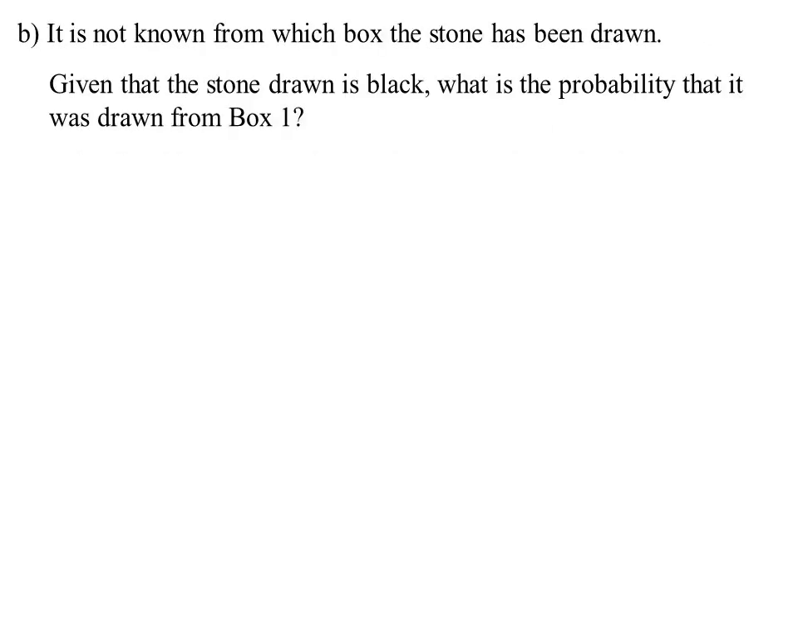But if it's not known from which box the stone has been drawn, so I don't know which box it comes from, given that the stone drawn is black, what was the probability that it came from box 1? So it's a little twist on the question there. We don't know which box it came from, but we know we ended up with a black one. So which box did it come from? What's the probability that it was box 1? Now I'll use conditional probability.